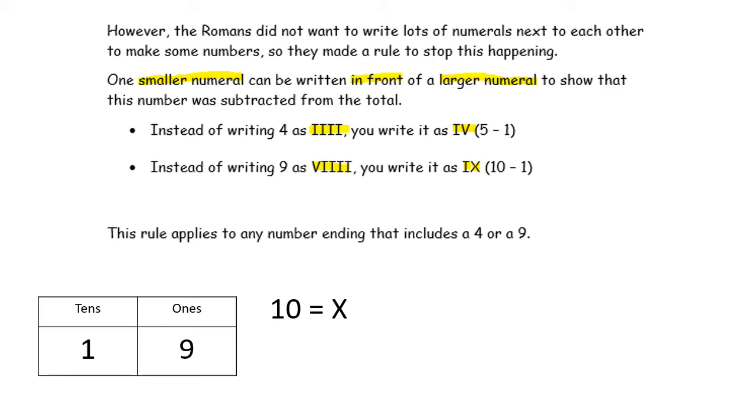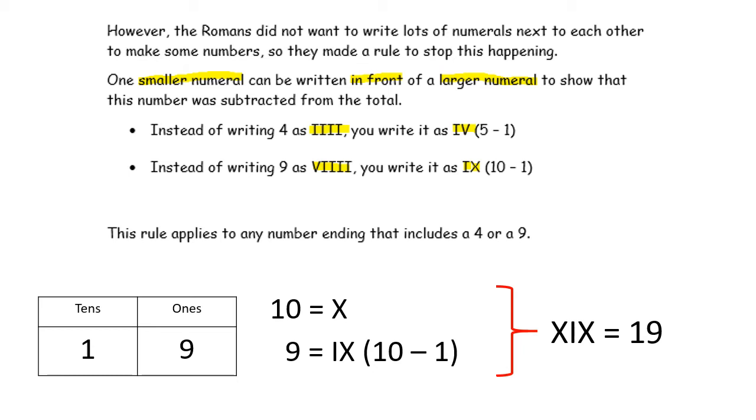Then in our 1s column we've got 9, and as we just learned, you don't write 9 as VIIII because it's really long. Okay, you write it as IX because it's 10 take away 1. So then let's push those together, and we've got XIX is 19, okay? And you do that for any number with a 4 or a 9 in.